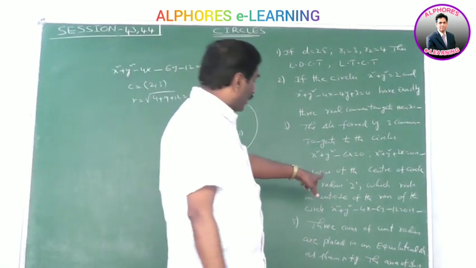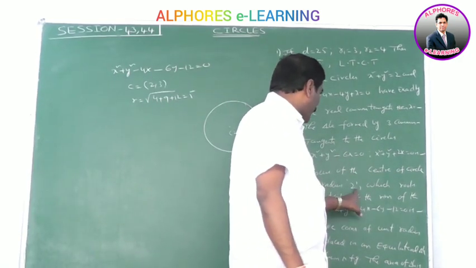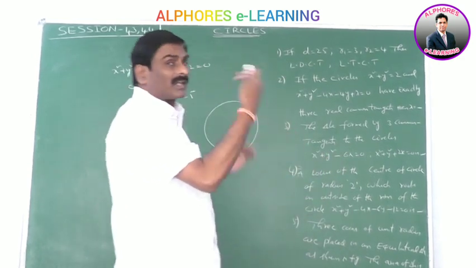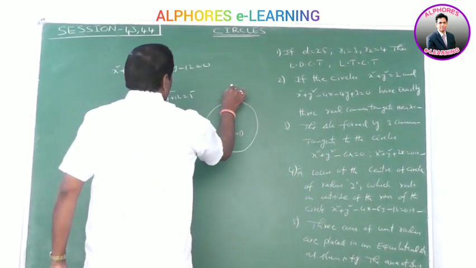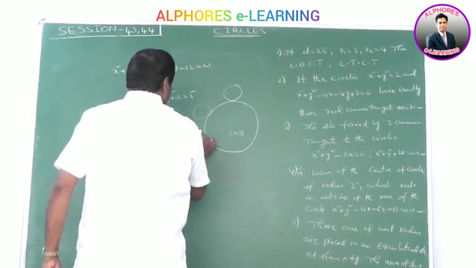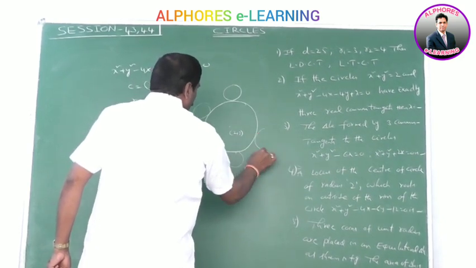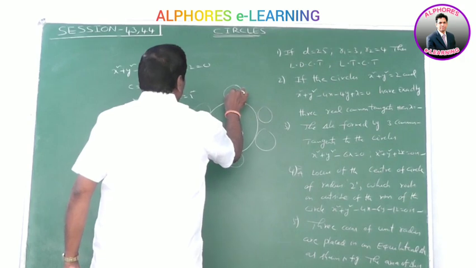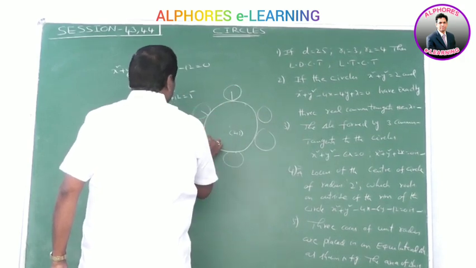Now we find the locus of the center of the circle of radius 2 which rolls on the outside of the ring. That means one circle moves on this ring in this way. The radius of this circle is 2 units. This length is 2 units. This length is 2 units.